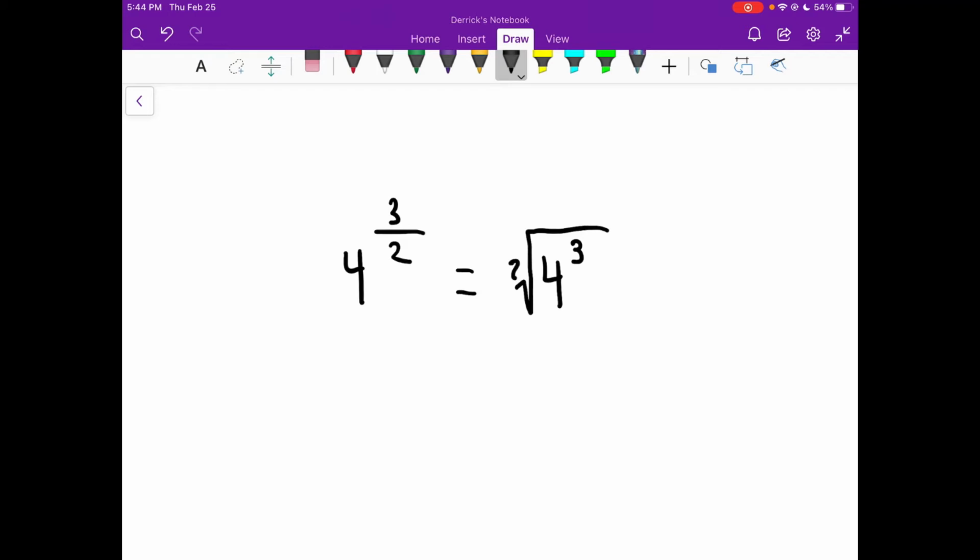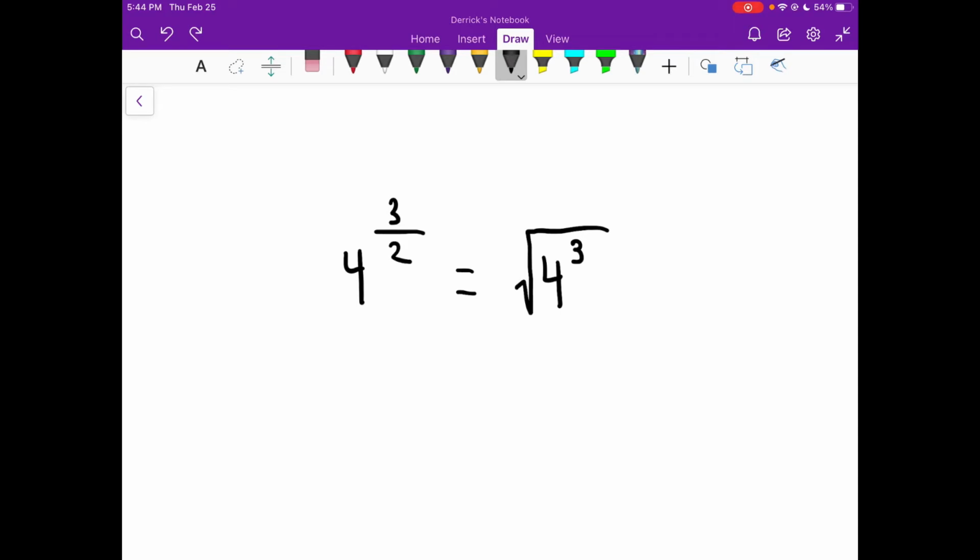Remember that a second root is also known as a square root, and you don't have to write that 2. So you can just leave it blank, and we would assume it's a square root, or you can put the 2 to be clear with that. But if you're doing the square root of 4 to the third, it doesn't matter which way you want to do it. Let's say you decide that you want to take 4 to the third first.